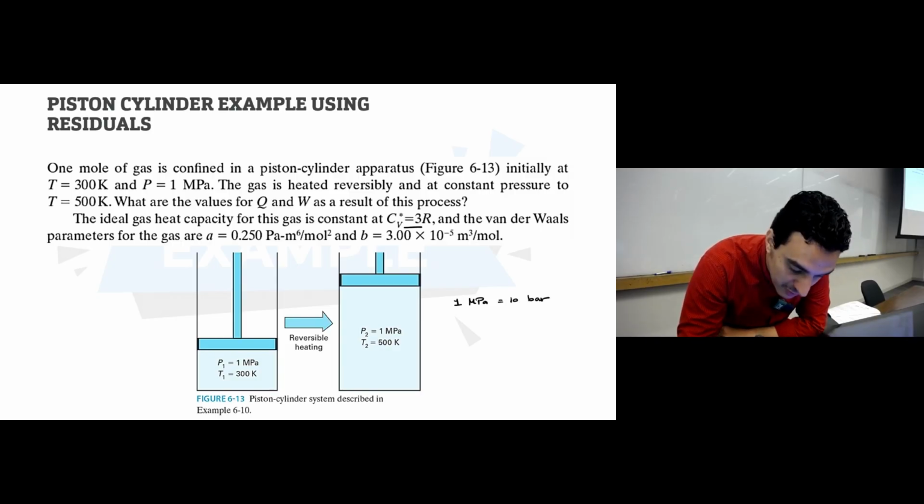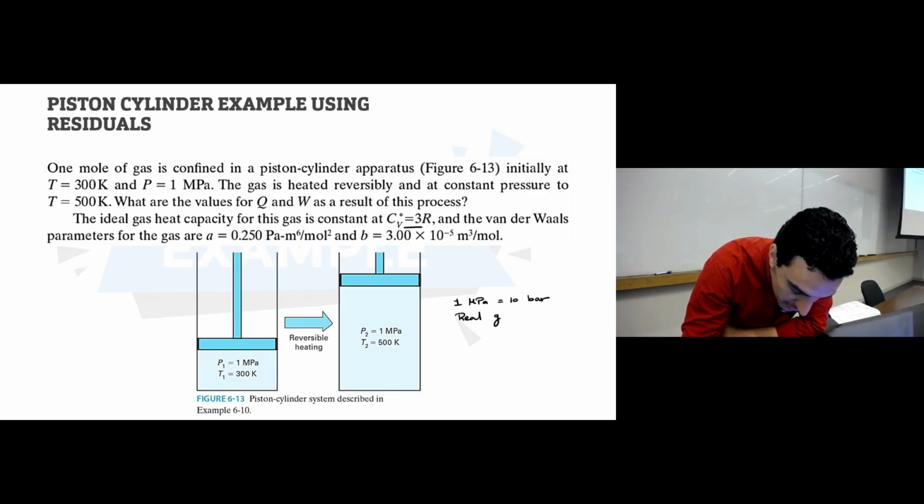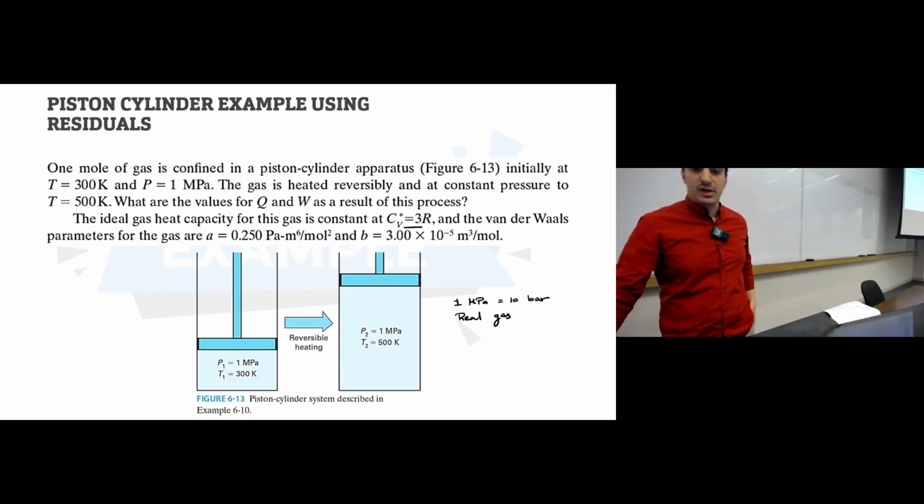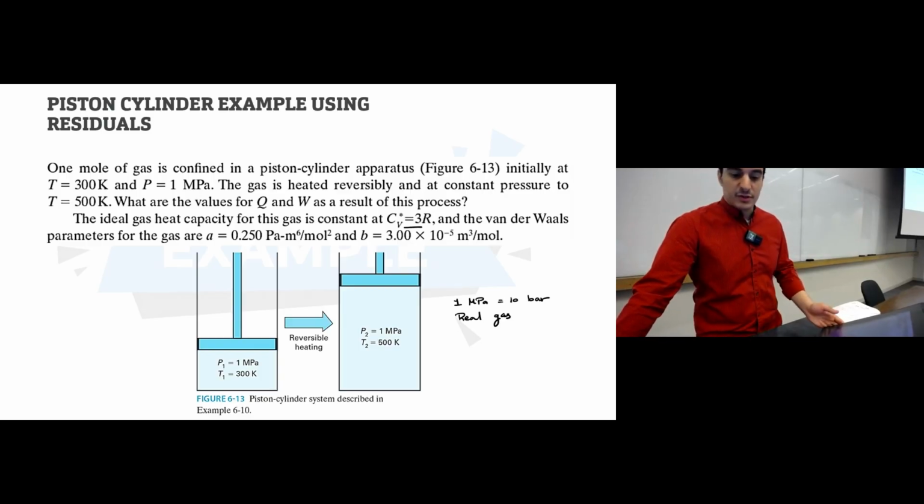Here in the example, he clearly says we have a real gas because he gave us information about the parameters of the Van der Waals equation. So he's telling us to use the real gas equation of state, the Van der Waals one, to express the characteristics of this gas. So we need to find Q, we need to find W.